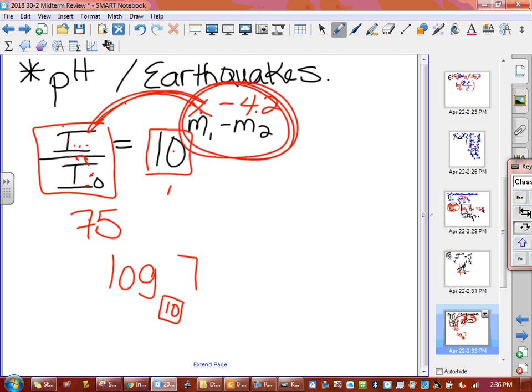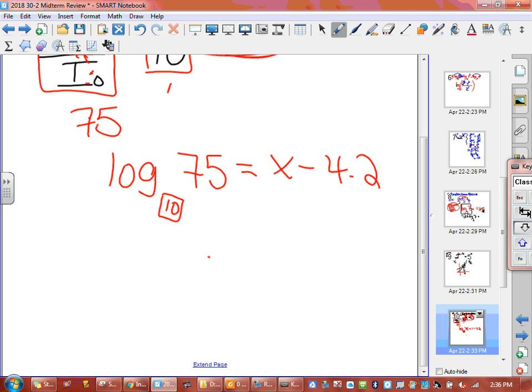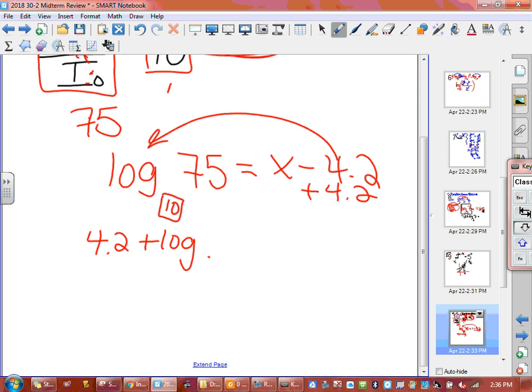So now the 75 goes here: log 75 equals x minus 4.2. All we've got to do now is move the 4.2 to the left. So now we're going to get x equals, moving this over here, plus 4.2. I would type in 4.2 plus log 75. Enter. And then we're done. This question is set up to look funny to you, but all you're doing is literally switching it to log form. That's it. It's just a switcheroo.